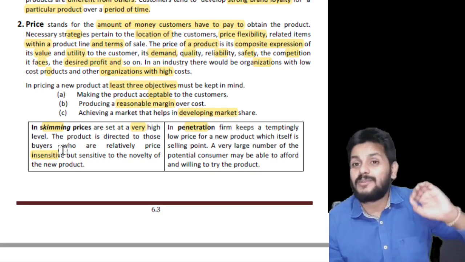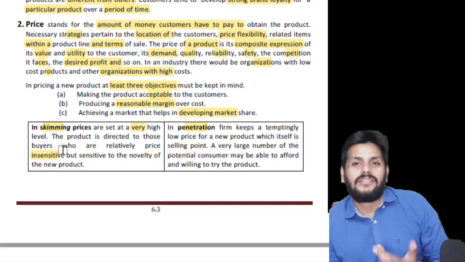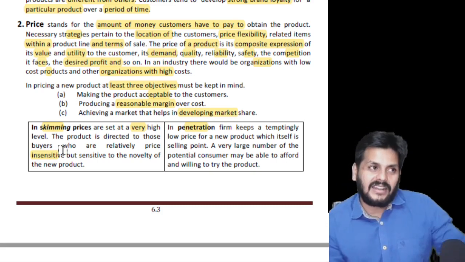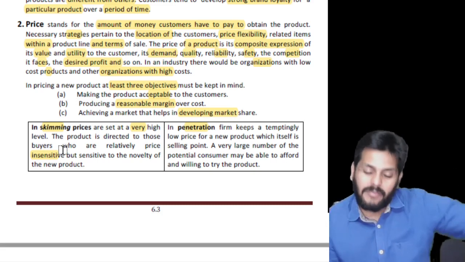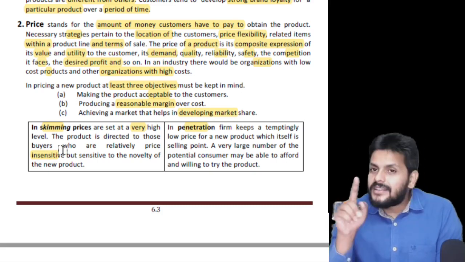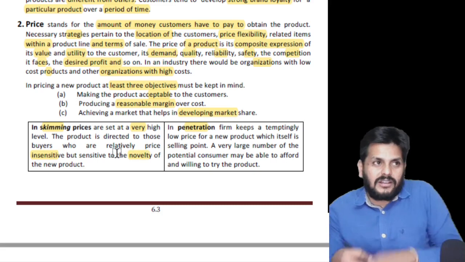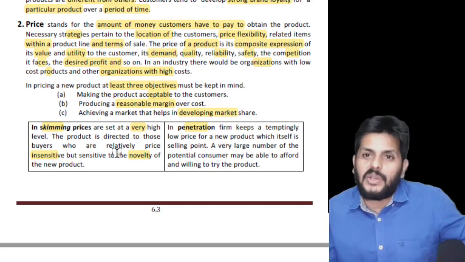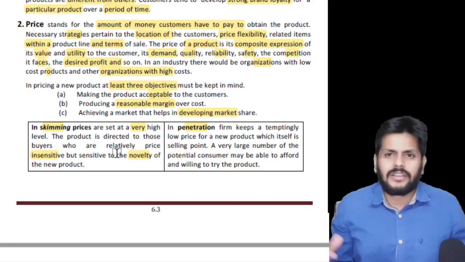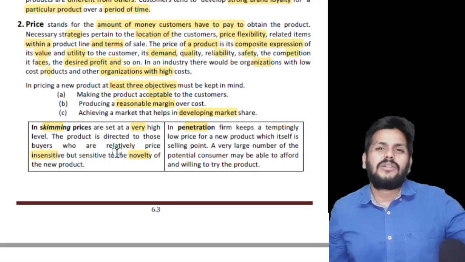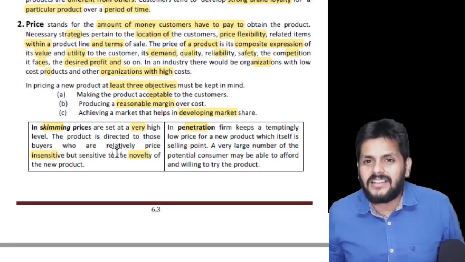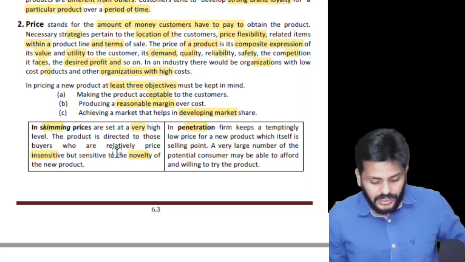So yeah, time specific, yes, but otherwise, skimming pricing is just to attract price insensitive customers and make the most of it. They're not sensitive to price, but they are very sensitive to the novelty of the product. Novelty means the product being new. As long as it's new and fresh, that's its advantage. Two days later, three days later, it doesn't deserve the attention that we're actually talking about.